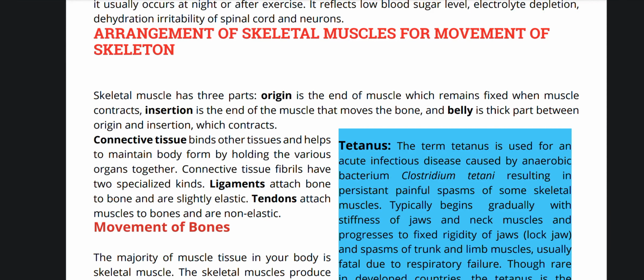Starting with arrangement of skeletal muscles for movement of skeleton. Skeletal muscles have three parts. Origin is the end of the muscle which remains fixed when the muscle contracts. Insertion is the end of the muscle that moves the bone. And belly is the thick part between origin and insertion, which contracts.